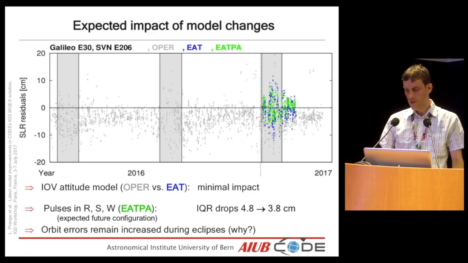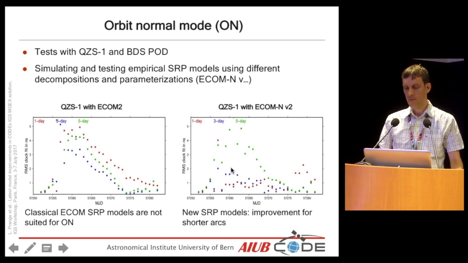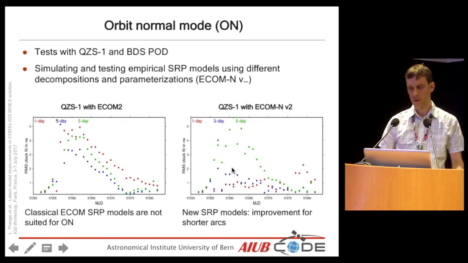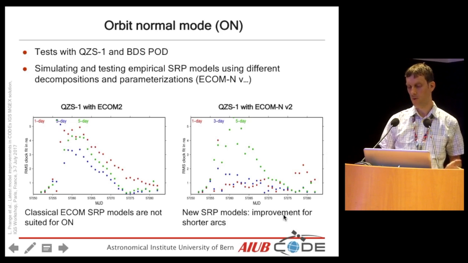Last but not least, I will tell that we did not yet forget the orbit normal mode. Also, I must confess it did not have our highest priority in the last months. So the situation was that with the normal ECOM models, the orbits and then also based on that the clocks are really poor. So we tested and simulated also different decompositions for solar radiation pressure models, and applied them to QZSS and Beidou data, and we saw that it worked fine for shorter arcs but not so good for long arcs.